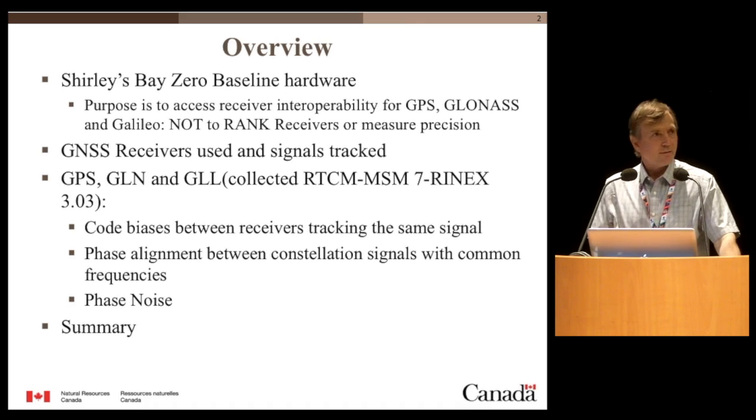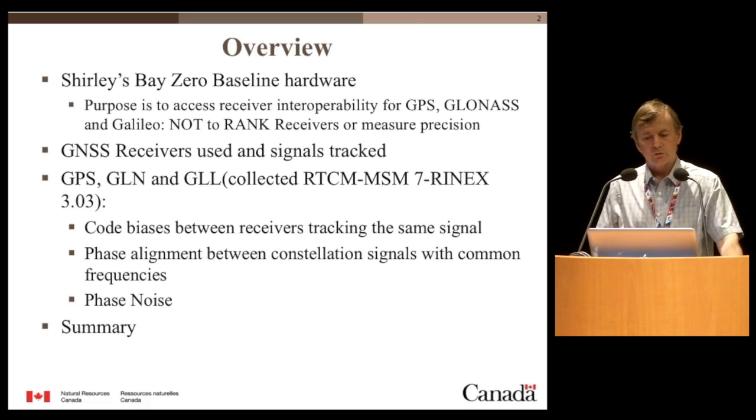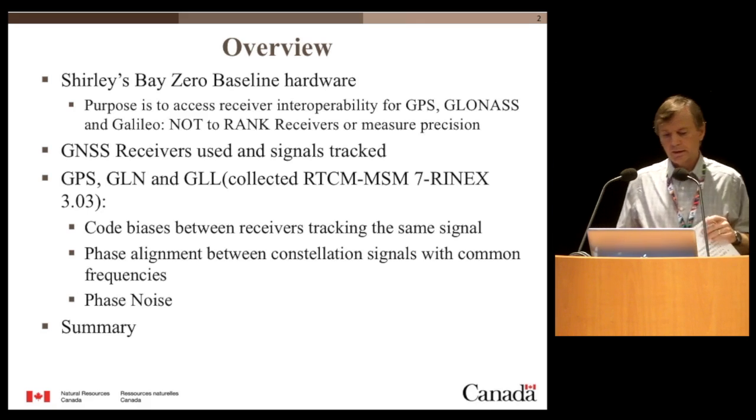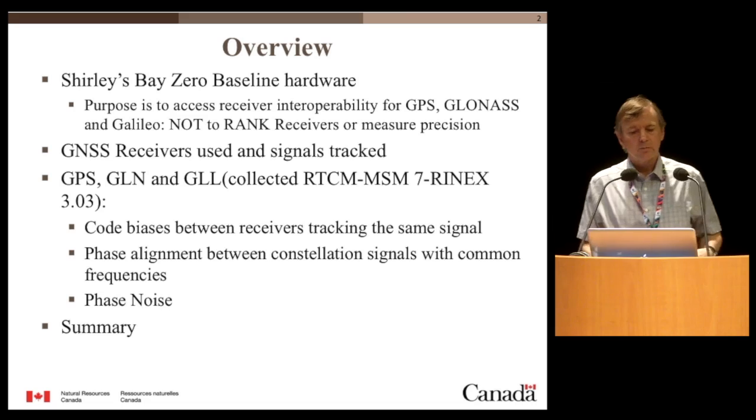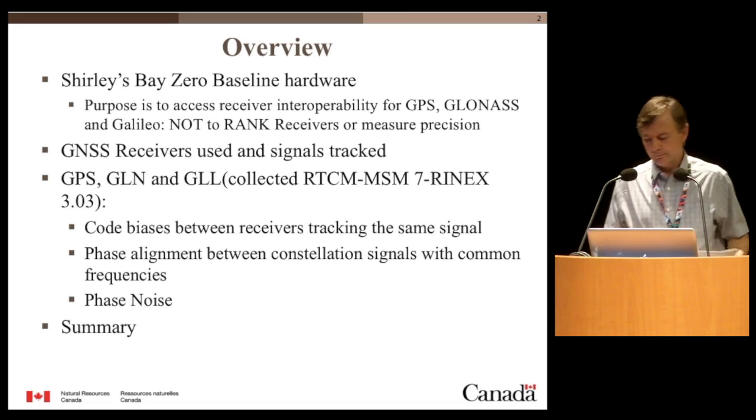Now, we used MSM7 data and converted it into RINEX. I have to say not all receiver types encoded the data correctly, so there will be some gaps in the data. So we determined code biases between receivers tracking the same signals. We also did phase alignment between GPS and Galileo using common signals, common frequencies. And we made an effort to estimate phase noise, and I'll have a quick summary at the end.